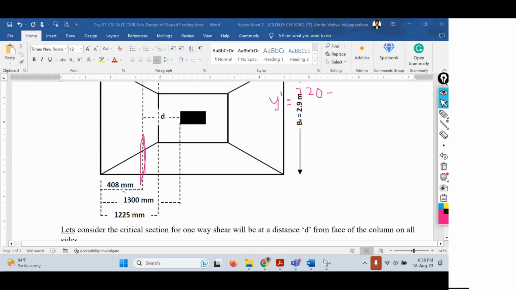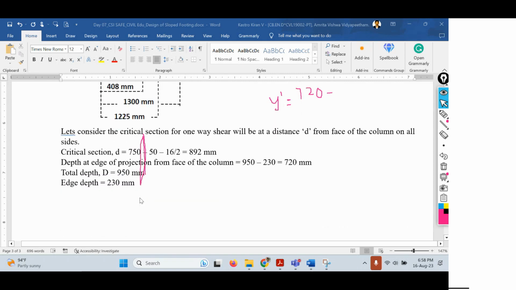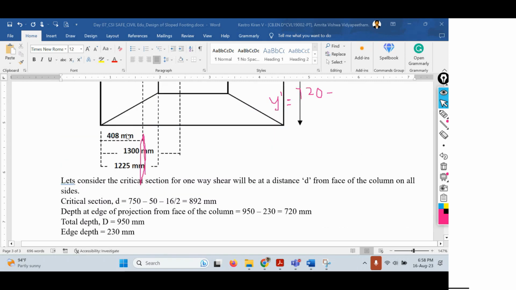So I'll end the session up to here. In the next session, I'll show you how to calculate these 408, 1300, and 1225 values. From here we'll solve and then we'll get the value of tau v, and then we'll check whether tau v is less than tau c or not. And then we'll find out the two-way shear check also. Only one-way shear and two-way shear are pending. Apart from that, nothing else.